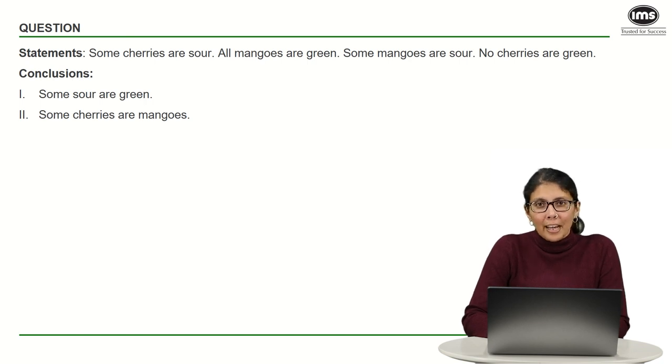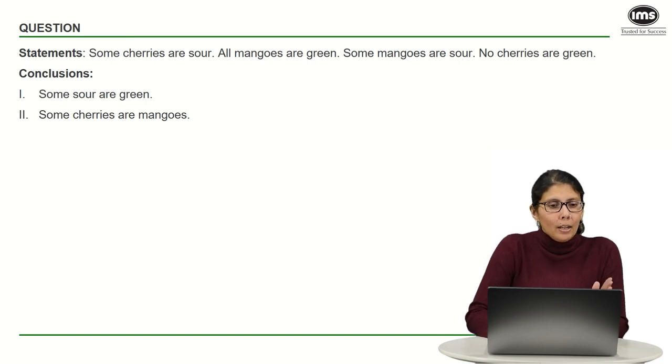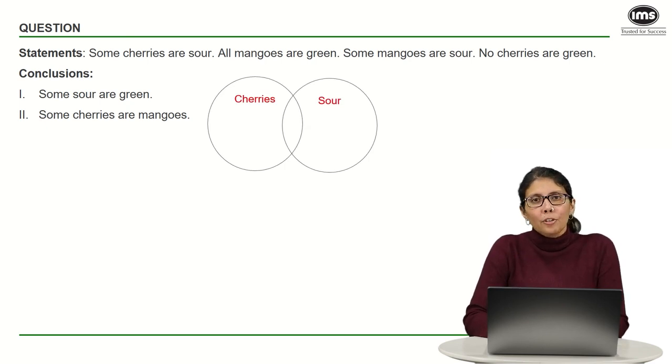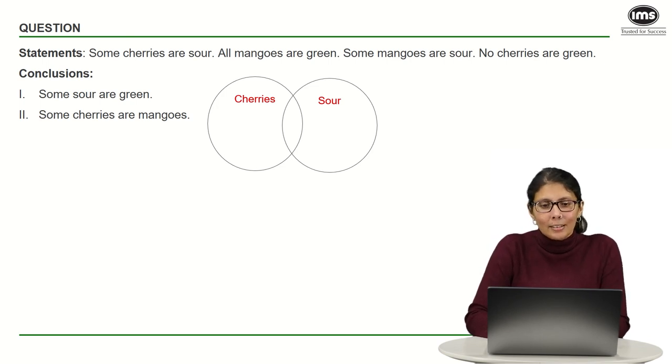I hope you managed your diagram. Let's now take a look at what I would have drawn. The first statement here, some cherries are sour. Fairly easy to figure this one out. It means that there is at least one cherry which is sour and at least one sour thing which is a cherry. So there is an intersection between these 2 categories.